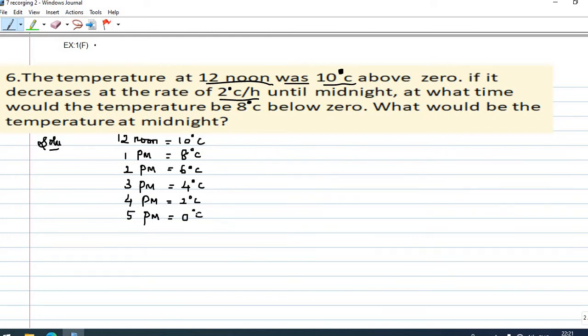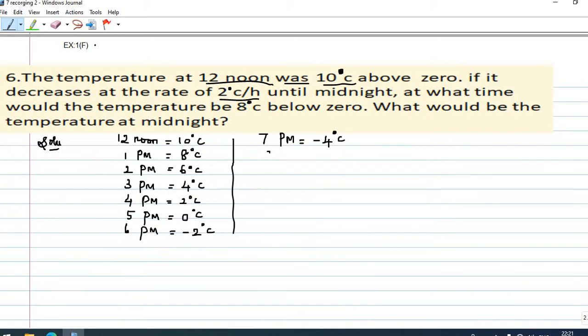0 degrees Celsius. Once 0 degrees comes, it will show the negative. So 6 PM is minus 2 degrees Celsius. Can you follow, children? I am going to calculate from 12 noon up to midnight. So after 6 PM it is 7 PM.